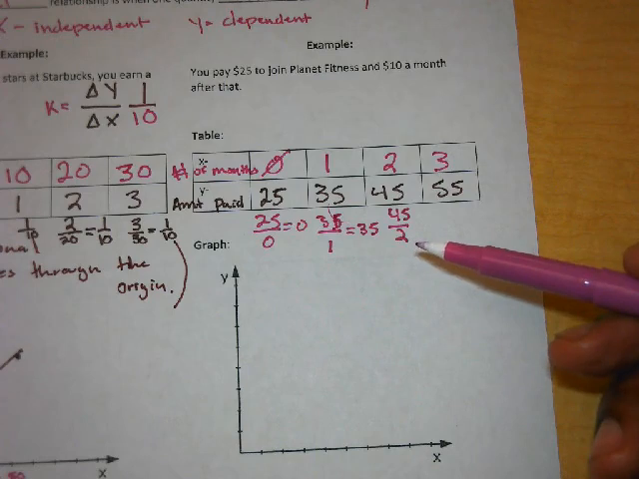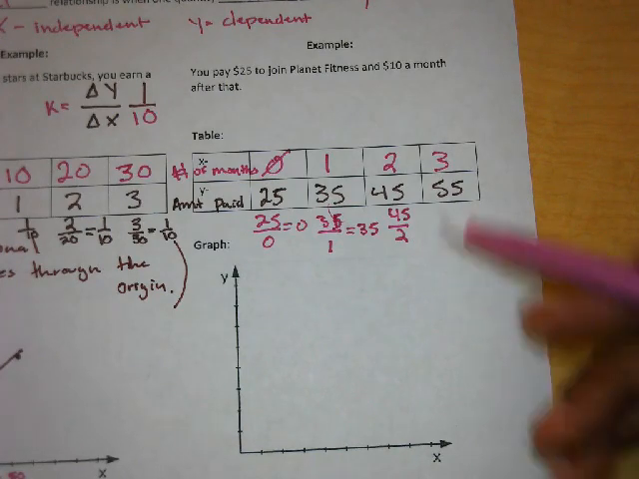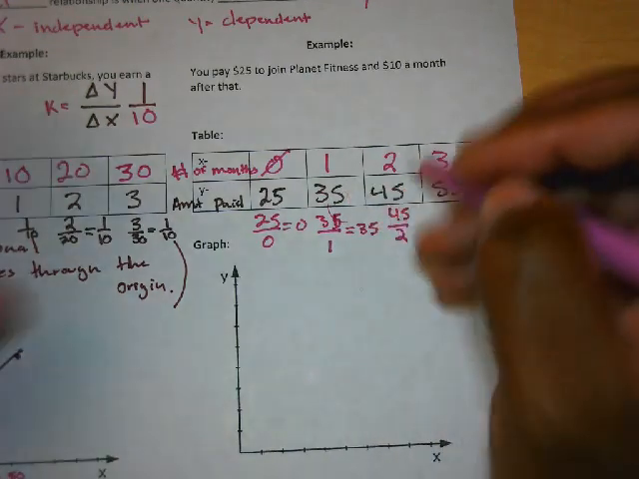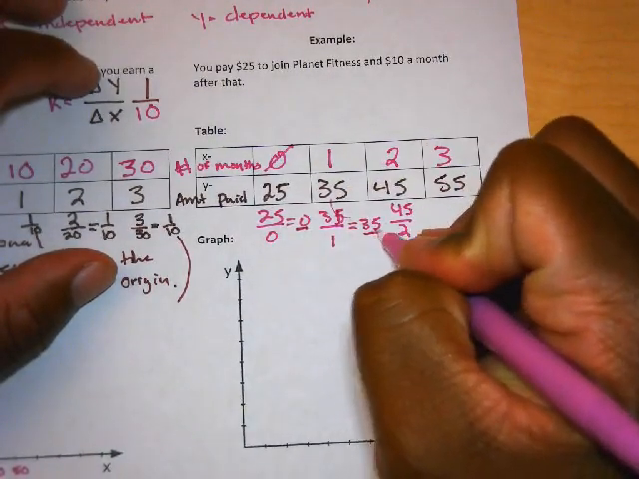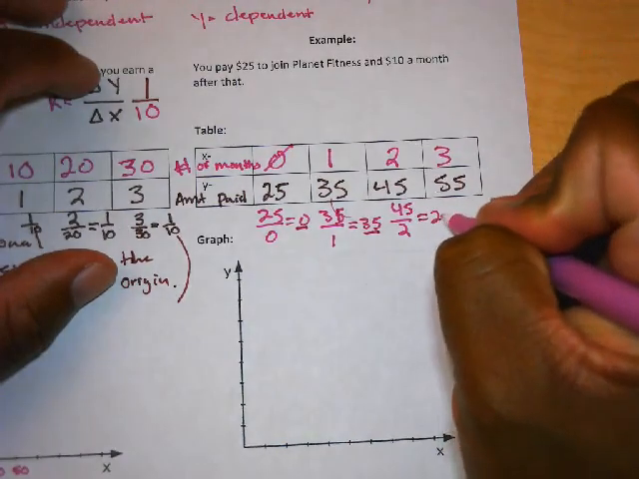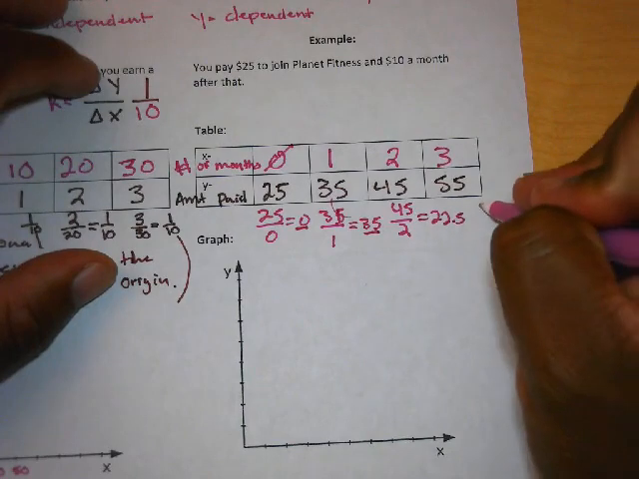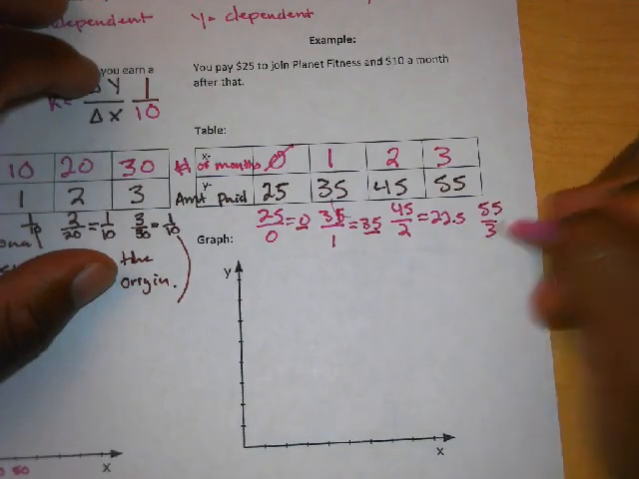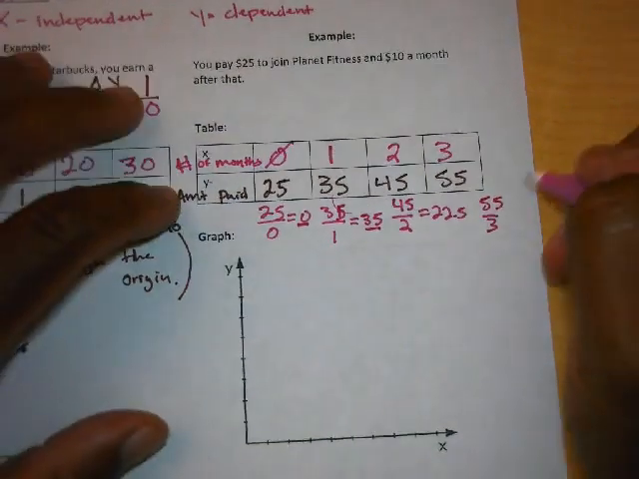So each time I divide these numbers, I see that it ends up being a different number. We start at 0, then 35. This ends up being 22.5. So 45 over 2. And then if we did 55 over 3, that ends up being 18.3.